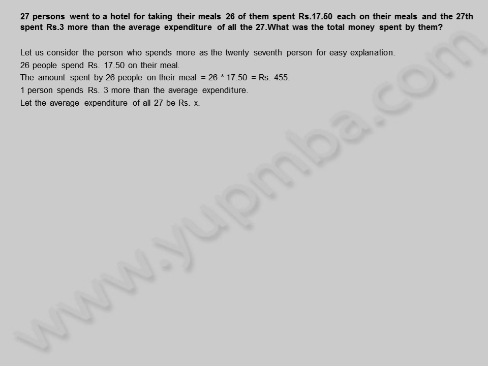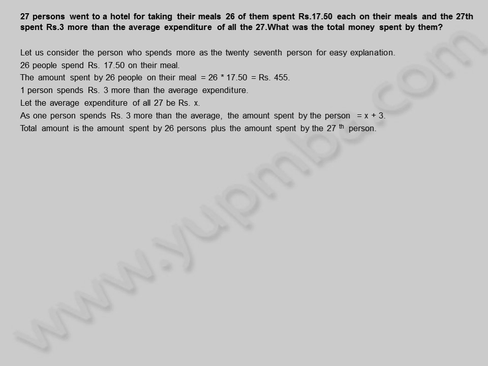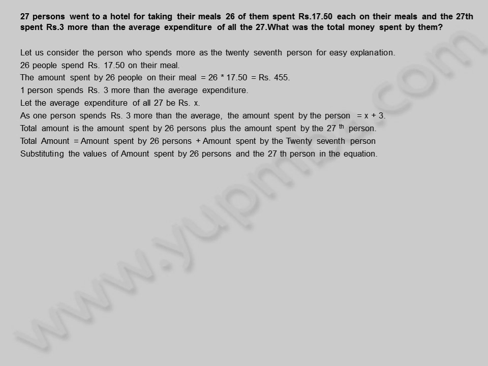Let the average expenditure of all 27 be X rupees. As one person spends 3 rupees more than the average, the amount spent by the person is equal to X plus 3. Total amount is the amount spent by 26 persons plus the amount spent by the 27th person. Substituting the values of amount spent by 26 persons and the 27th person in the equation.